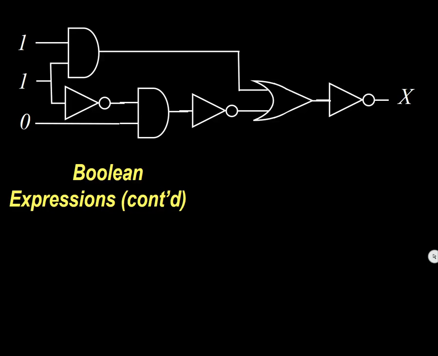Because let's think about how this would work with ones and zeros. 2 1s go into the AND gate, what comes out? A 1, right? 1 goes into the OR gate, what comes out? A 0. 0 and 0 go into the AND gate, what comes out? 0. 0 goes into the NOT gate, 1 comes out. 1 and 1 go into the OR gate, what comes out? 1. 1 goes into the NOT gate, 0. So that circuitry actually sometimes is easier to work with.